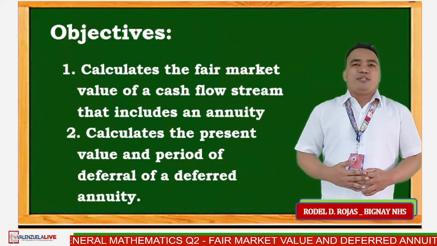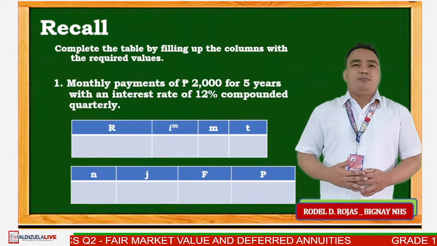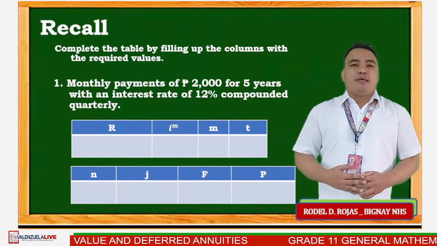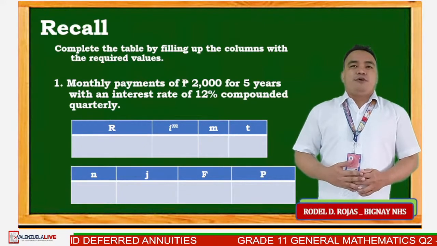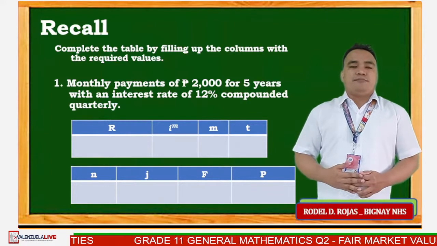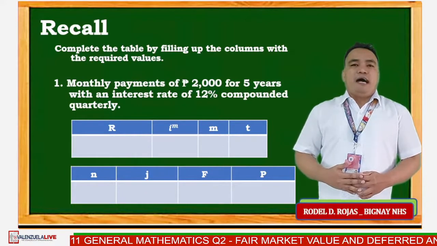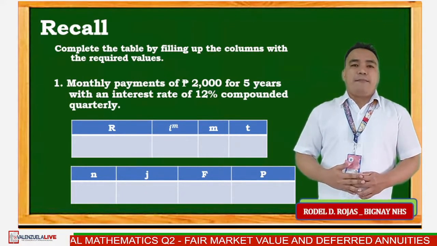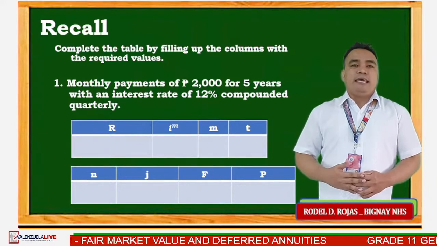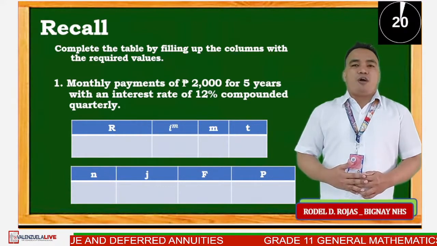Let's recall first what you have learned from the previous lesson, which is annuity. Complete the table by filling up the columns with the required values. Monthly payments of 2,000 pesos for 5 years with an interest rate of 12% compounded quarterly. We are going to find R, which is the regular payment, I for interest rate, M for number of conversions, T for term, and N for the number of payments. Kindly type your answers in our comment section.